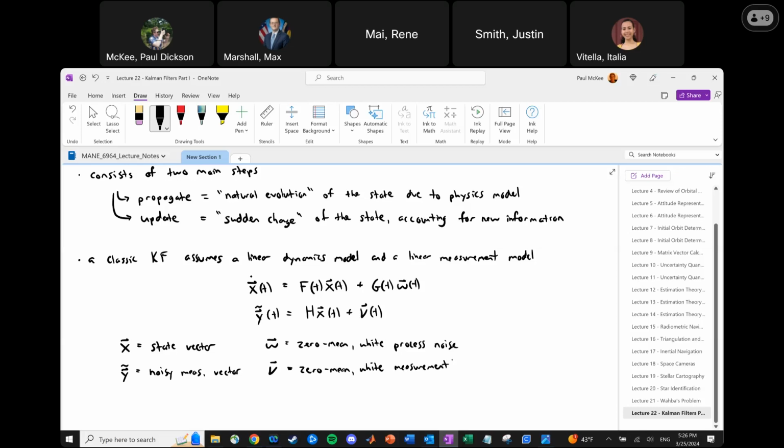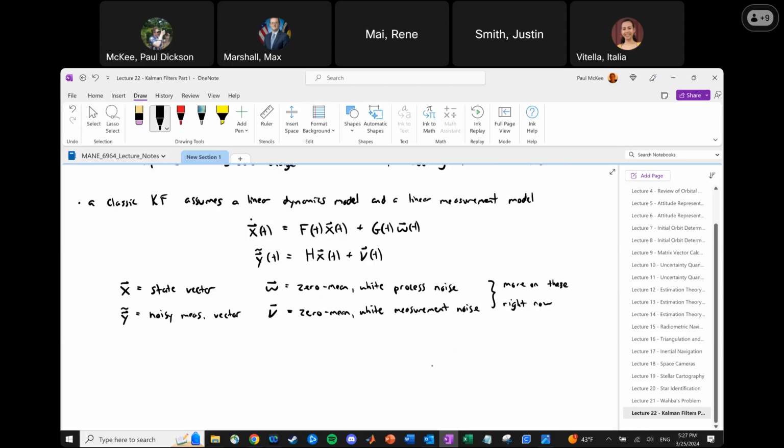So hopefully nu feels like an old friend, right? This is measurement noise. We know that y should be h times x, but really there's going to be some noise in our measurements. Nu is the noise in our measurements. Omega is the noise in our physics, right? So that is process noise. So we're going to discuss more on these right now. Okay. So we're going to do a quick aside on noise.